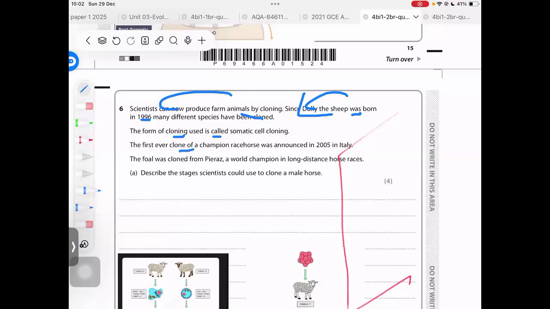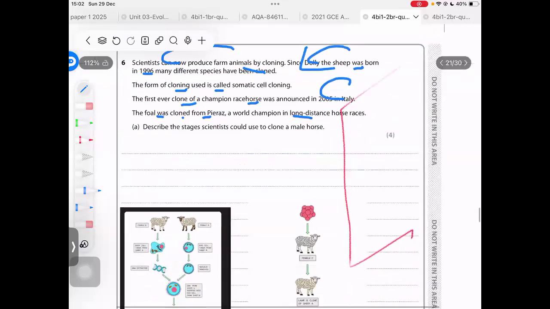The first ever clone of a champion racehorse was announced in 2005 in Italy. The foal was cloned from Pierce, a world champion in long distance horse races. Okay, so the first question asks: describe the stages scientists use to clone a male horse.